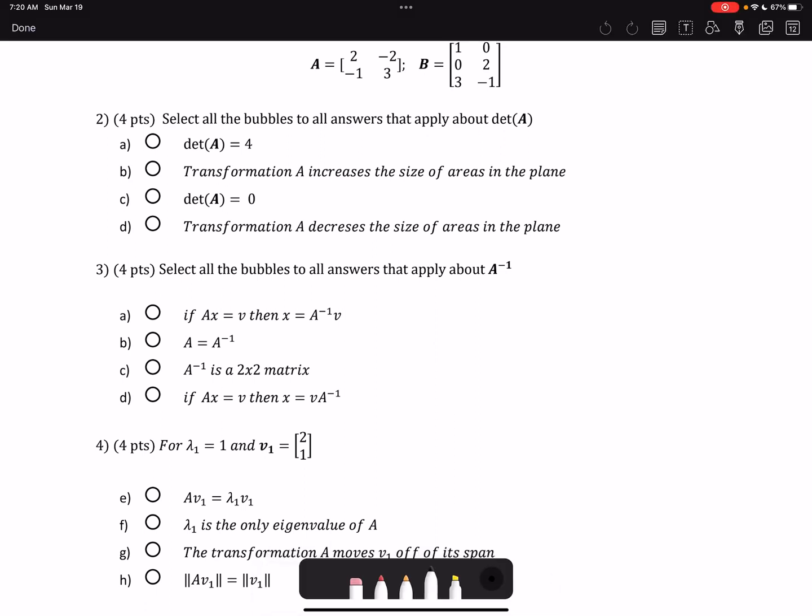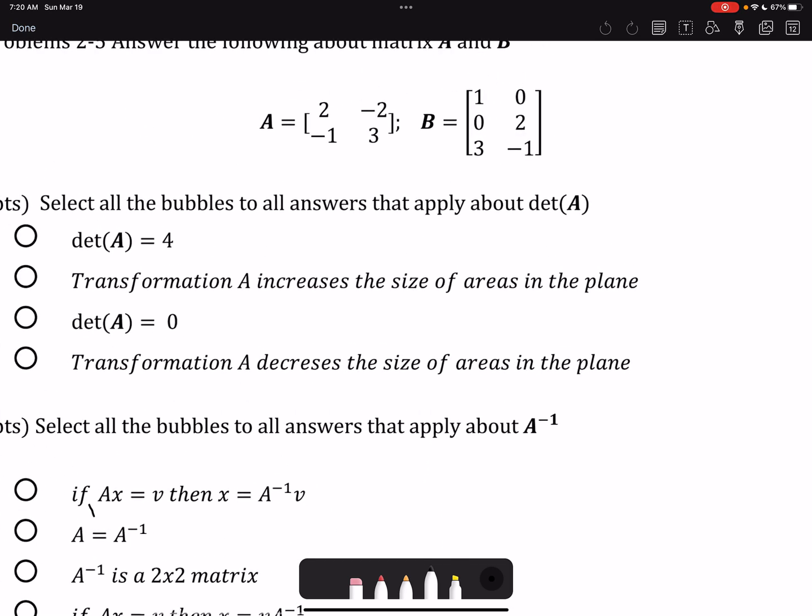Select all the bubbles for all answers that apply about the determinant of A. They're saying the determinant of A is equal to 4. Well, let's see if that is true. The determinant of A is 2 times 3, which is 6, minus 2, which indeed is 4. So I would definitely bubble this one.